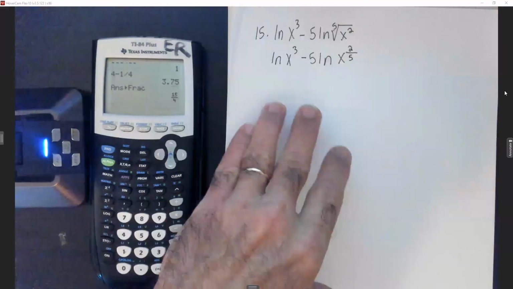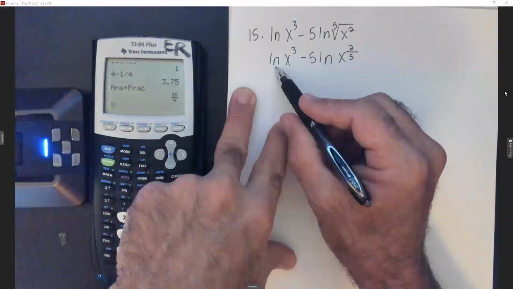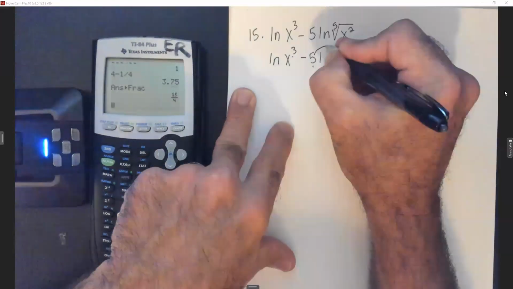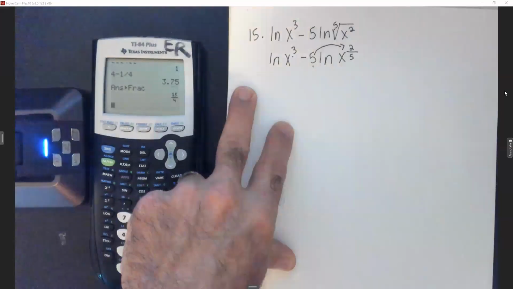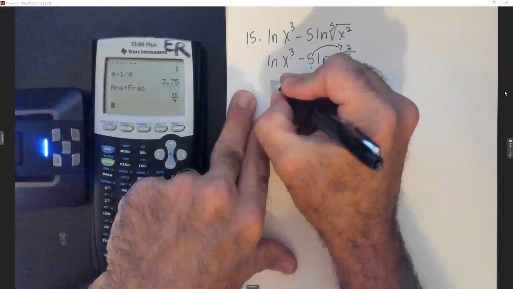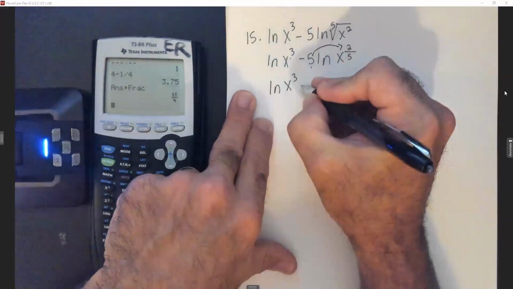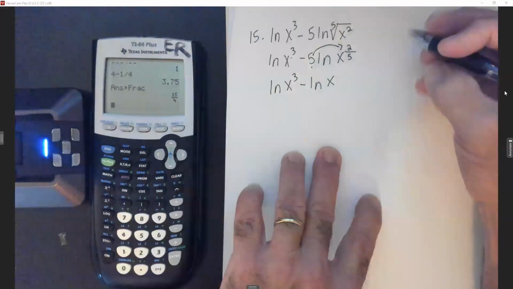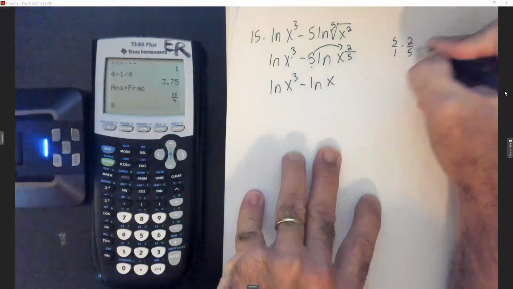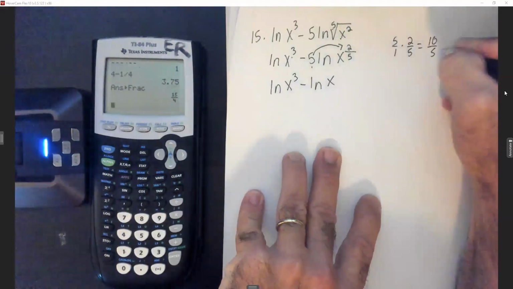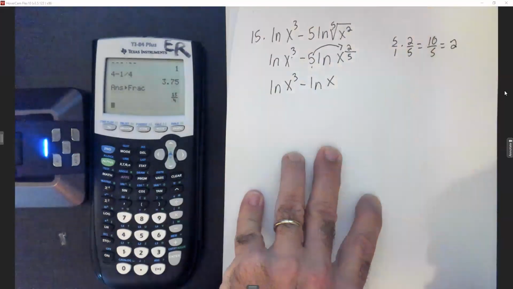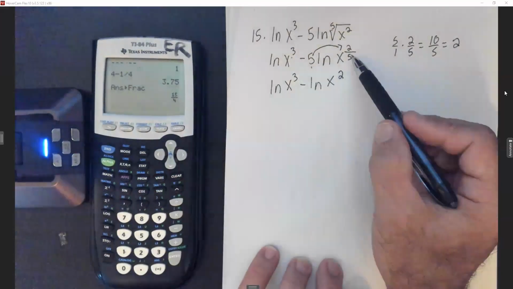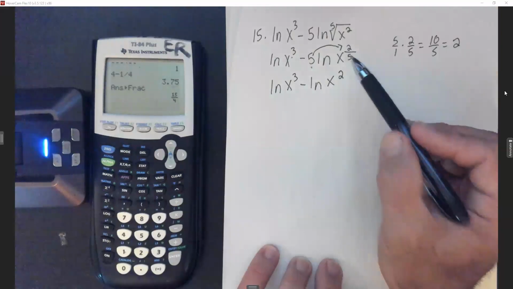Now, they were nice and they brought that exponent up already, but I got this 5 here, and that 5 is going to have to get brought up. So what you would do, bring down that ln x to the 3rd minus ln x. So 5 times 2/5 equals 10/5, which equals 2. So that becomes a ln x to the 2nd. So anytime you got an exponent you got to bring up, and there's already an exponent there, you got to multiply those, okay?